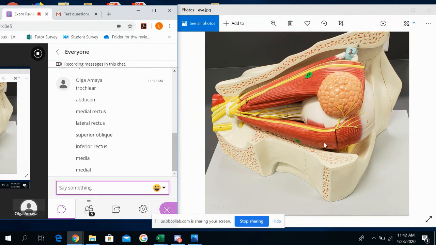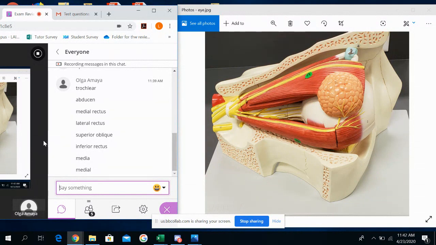A good way to determine which one is lateral and which one is medial: here we see the nasal bone right here. Your nose is the mid part of your body, so that is medial. The muscle that's closest to the nose would be medial, and the muscle that is furthest from the nose would be lateral. Okay.